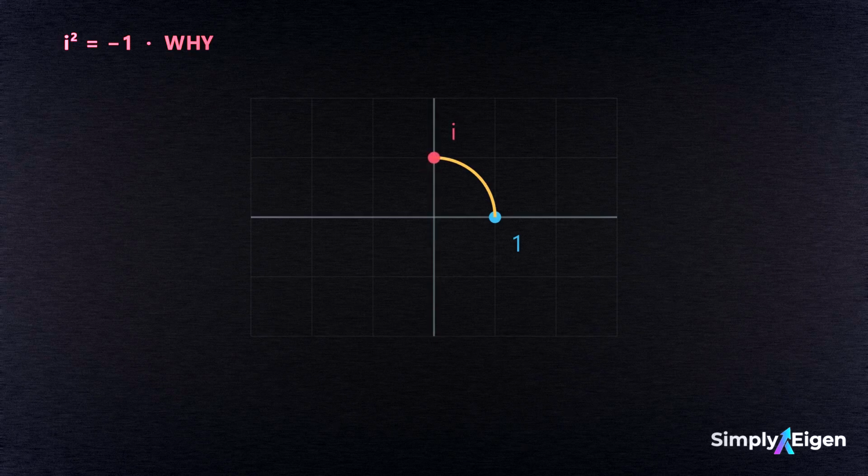Do it once and one lands up here. Do it again, and you have turned 180 degrees, which is exactly multiplying by -1, which is why i squared is -1. It is not a rule you have to accept. It is just what turning twice does.